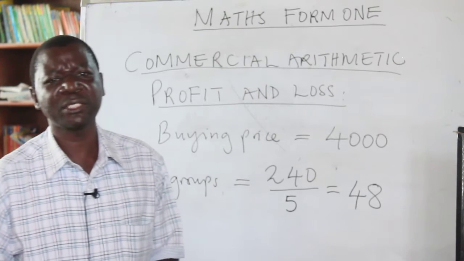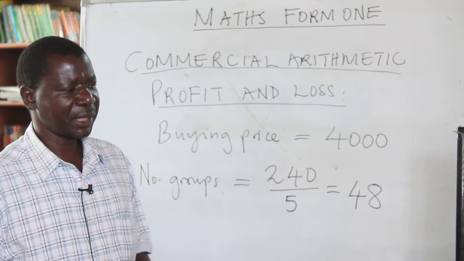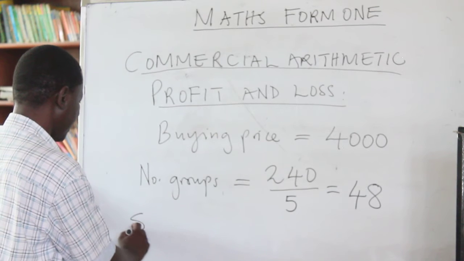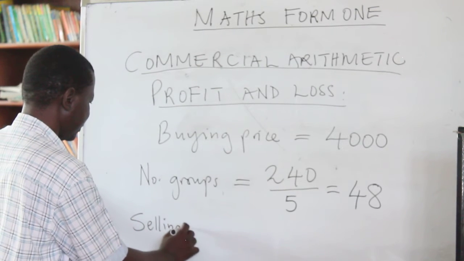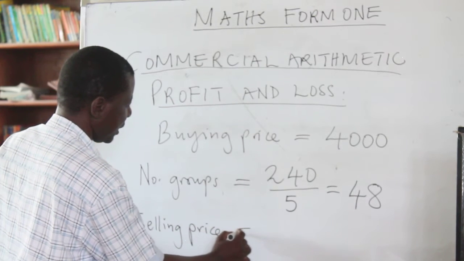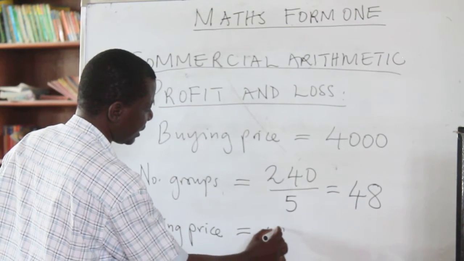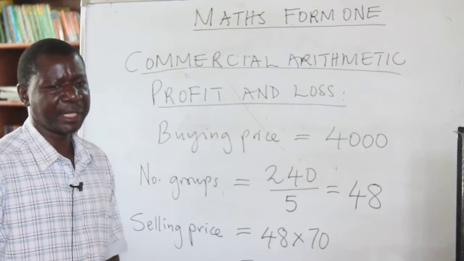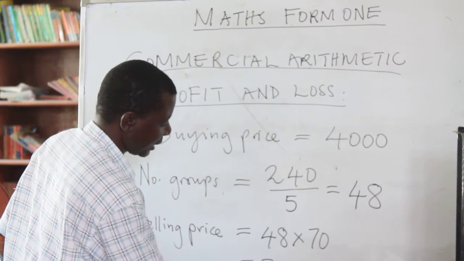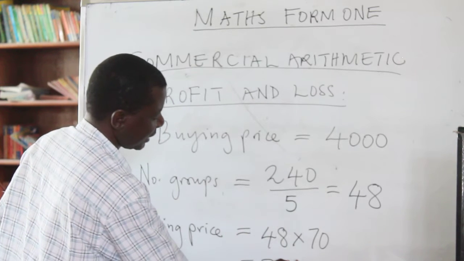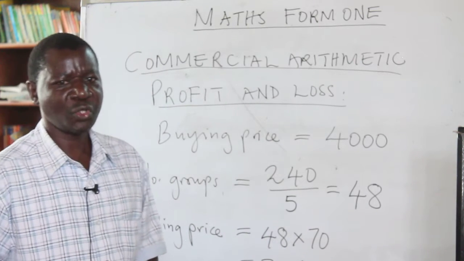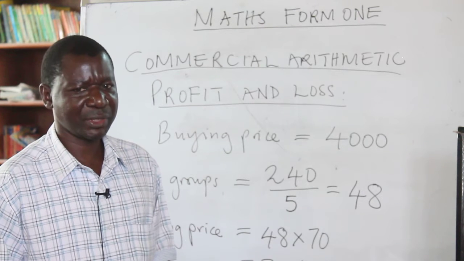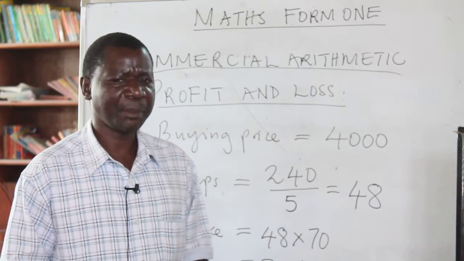So he sold 48 groups of tomatoes, each at 70 shillings. So in other words, the selling price is equal to the 48 groups multiplied by 70 shillings, the price for one group. That is giving us 3,360 shillings. So the selling price is less than the buying price, and this is a loss. So we can get a loss and a percentage loss.